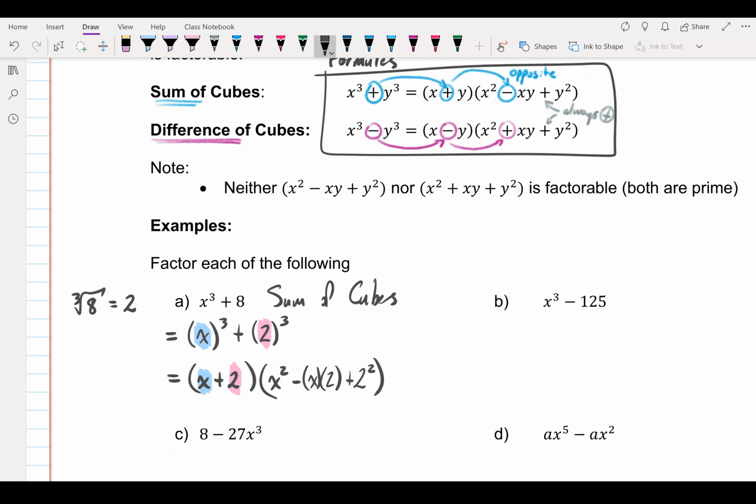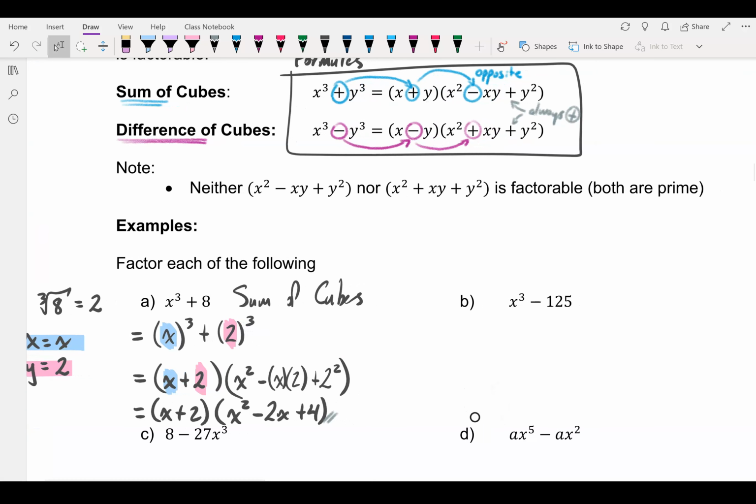Notice in this case, our x term is just x, and our y term is actually 2. These are the things that I'm talking about color coding. All I need to do now is simplify this piece, and I'll be done. X plus 2. X squared is already simplified. X times 2 is 2x, so minus 2x. And 2 squared is 4. And now this is done. This is completely factored. All right?